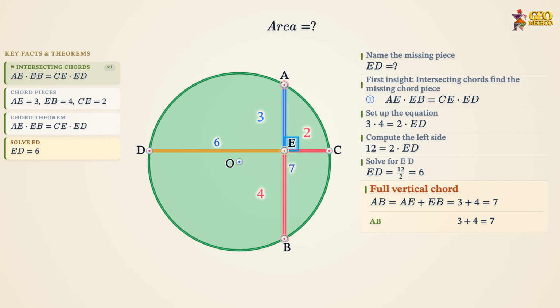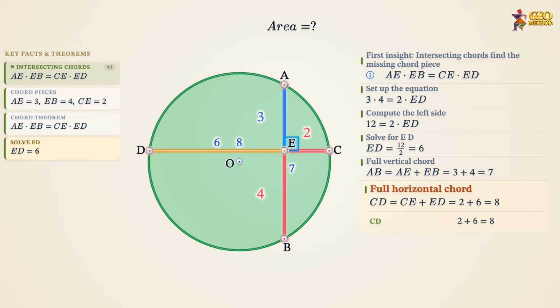Add the two vertical pieces. Segment AB equals segment AE plus segment EB, 3 plus 4, which is 7. That is the whole vertical chord. Add the two horizontal pieces. Segment CD equals segment CE plus segment ED, 2 plus 6, which is 8. Both chords are now fully known.